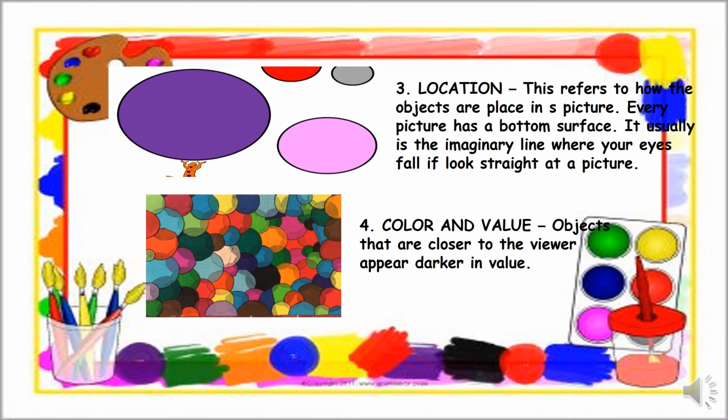Number three is location. Location refers to how the objects are placed in a picture. Every picture has a bottom surface. It is usually the imaginary line where your eyes fall when it looks straight at the picture. And number four, color and value. Objects that are closer to the viewer appear darker in value.